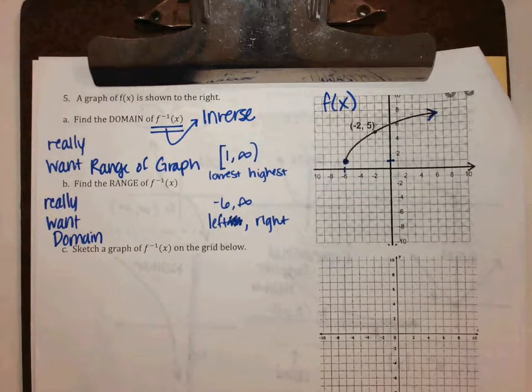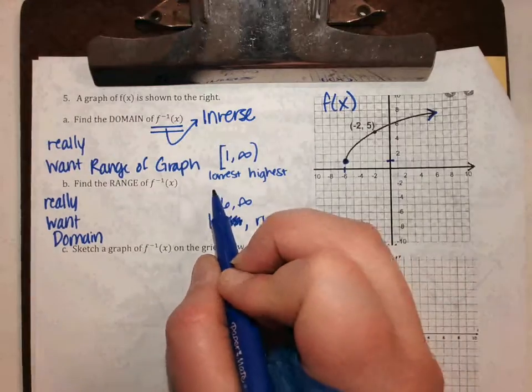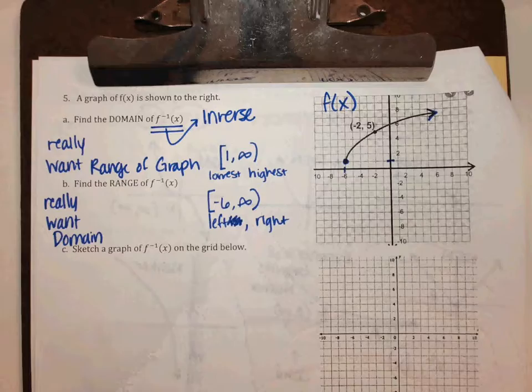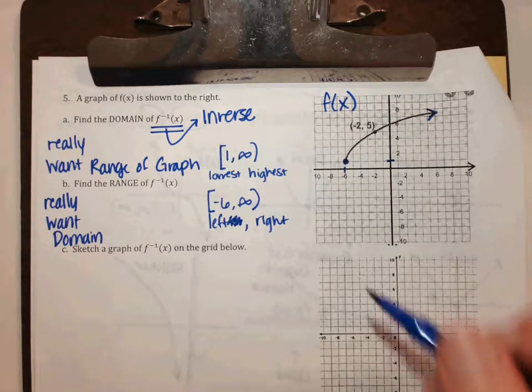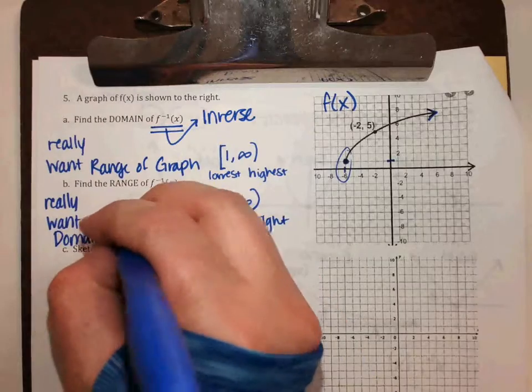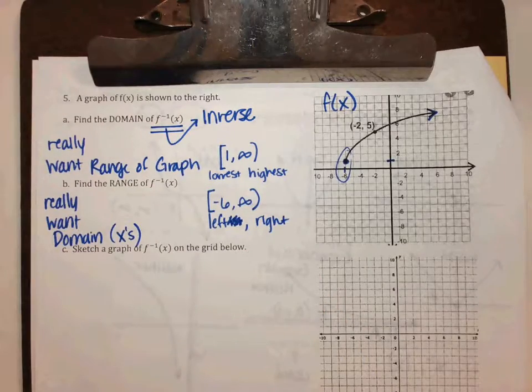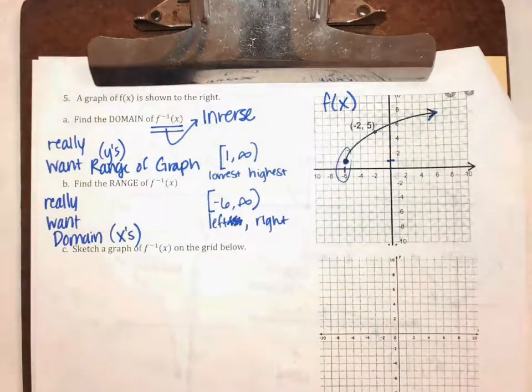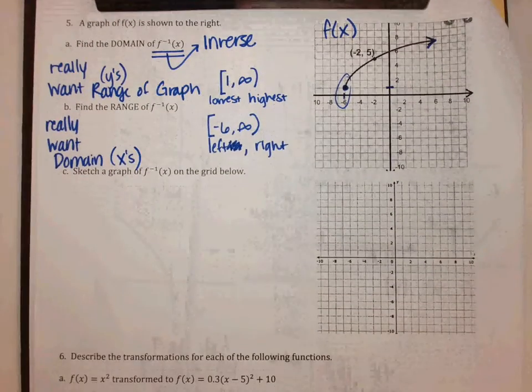Does it touch -6? Yeah. Give it a bracket. Does it touch infinity? Give it a parenthesis. Where's the negative? It's the x value right here. Because remember, domain are your x's, so you should be on the x-axis. Okay? And then your range up here would be the y's. Okay? Alright, last thing, letter C.